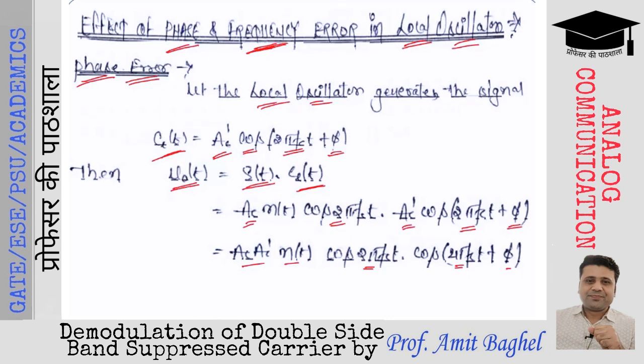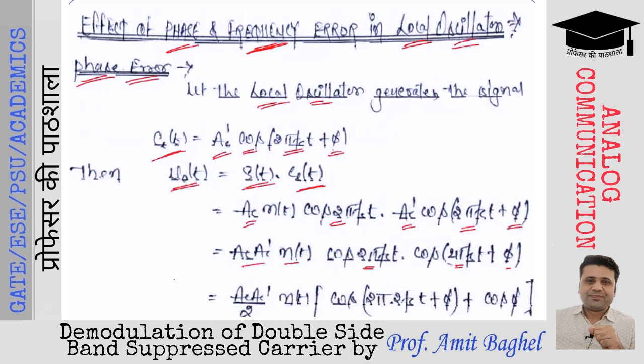Hence, this expression can be simplified as Ac dash by 2 m of t cos of A plus B, so this is cos of 2 pi into 2 fct plus phi, plus cos of A minus B. So 2 pi fct will be cancelled with 2 pi fct, and we'll get only cos of phi. So the first expression is cos of A plus B, and the second one is cos of A minus B, divided by 2.